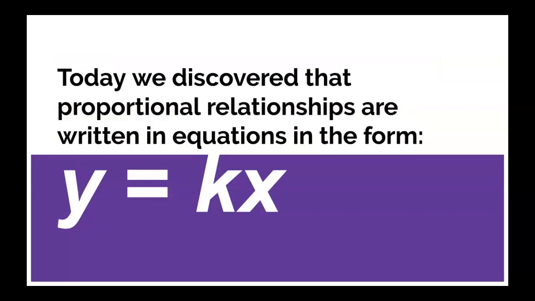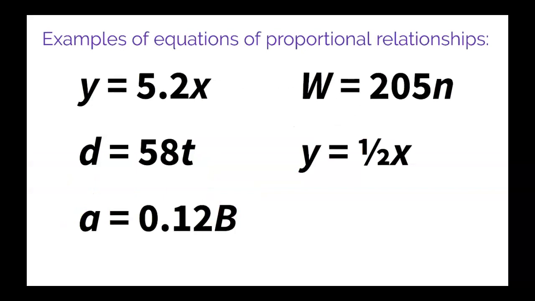So something's very convenient. Today we discovered that proportional relationships can be written in this form, y equals kx. Y equals k times x, where k is that constant of proportionality. So here are some examples of equations of proportional relationships. Notice that you don't have to have the variable y and the variable x. Any variables will do, but what's important here is that you have a variable that equals a constant, which is just a number, multiplying another variable.